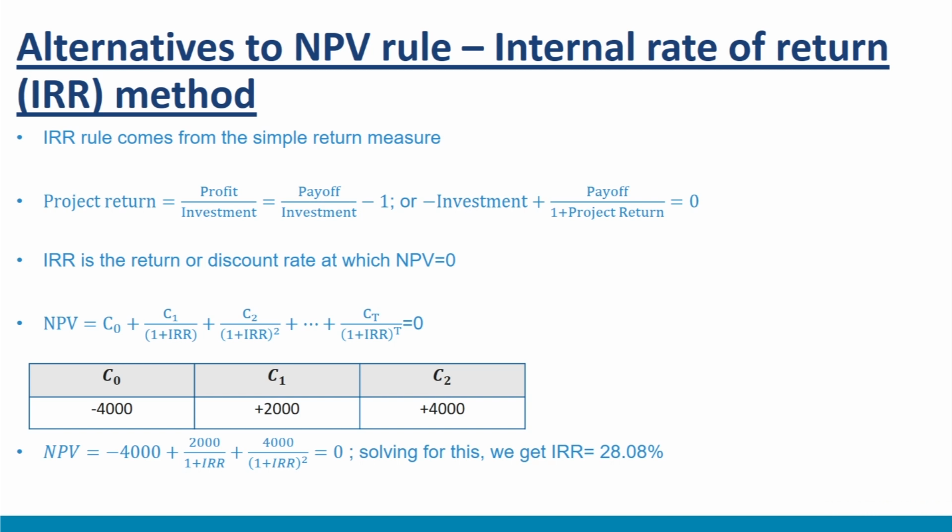Consider the cash flows from a project as provided here. The IRR computation for these cash flows can be simply shown as net present value NPV equal to minus 4000 plus 2000 upon 1 plus IRR plus 4000 upon 1 plus IRR raised to the power 2 equal to 0. Solving for this, we get IRR equal to 28.08%.